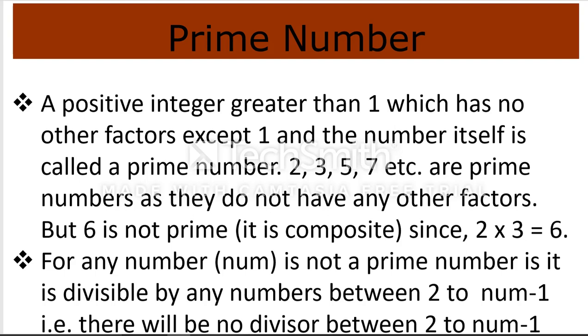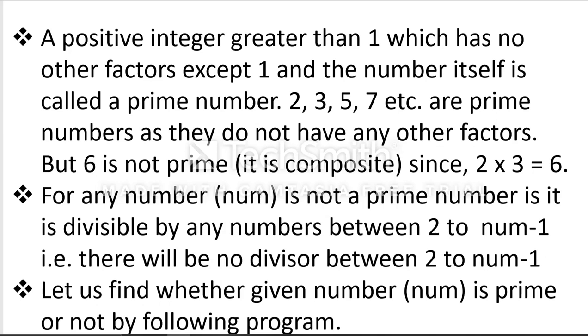Similarly, 6 is not a prime number because it is divisible by 2 and 3, which means there are two factors, 2 and 3, and 2 multiplied by 3 is equal to 6. For any number num, it is not a prime number if it is divisible by any number between 2 and num minus 1. If you find any divisor between 2 and num minus 1 of a number num, then this number is not a prime number.